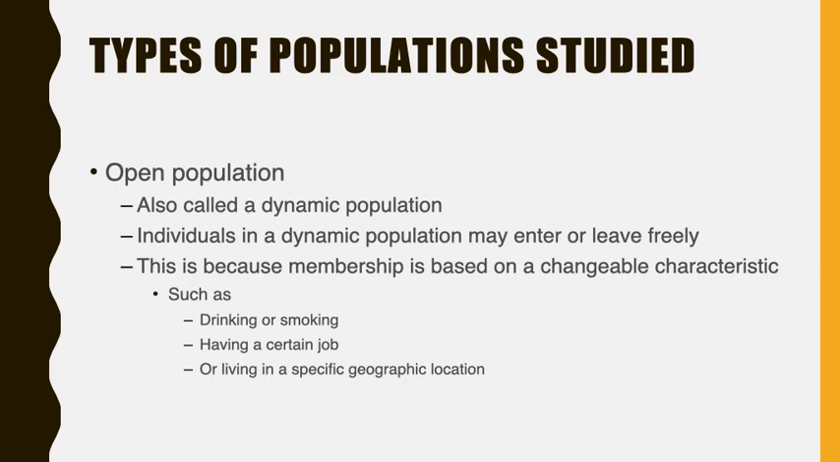There are multiple types of populations that we pull from in order to create these cohorts. The first is called an open population or a dynamic population. Now, in this, individuals can come and go freely, and the membership is really based on changeable characteristics. So it could be something like drinking or smoking, having a job, or living in a certain area.